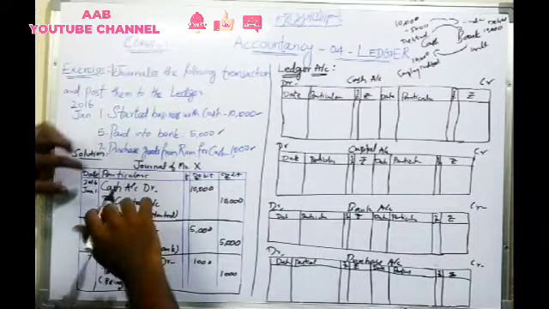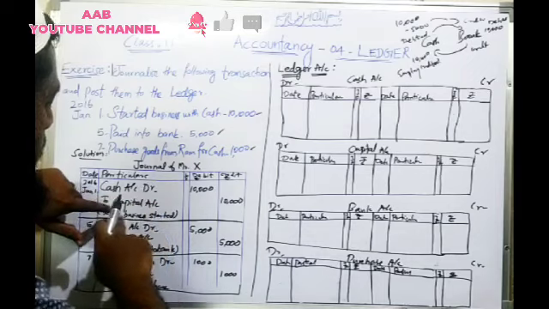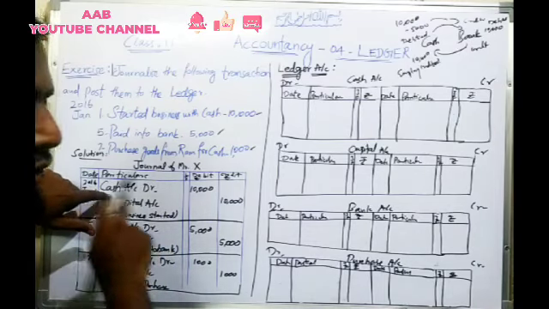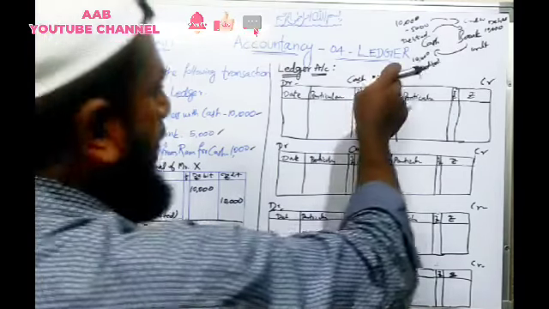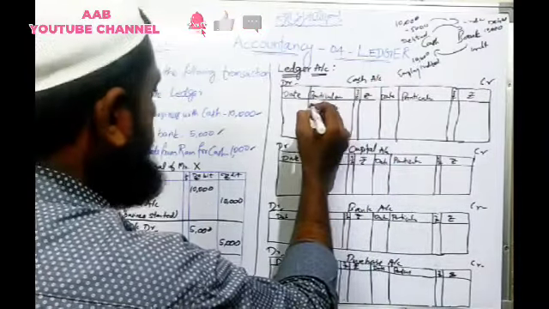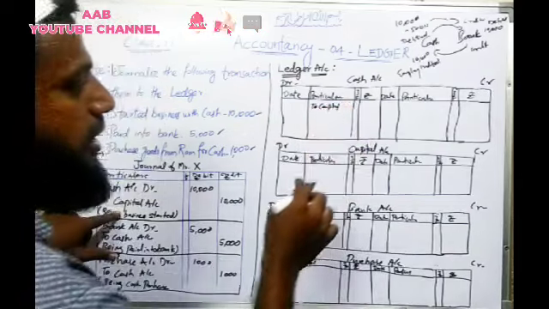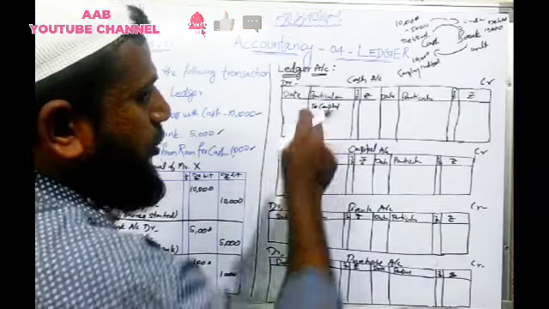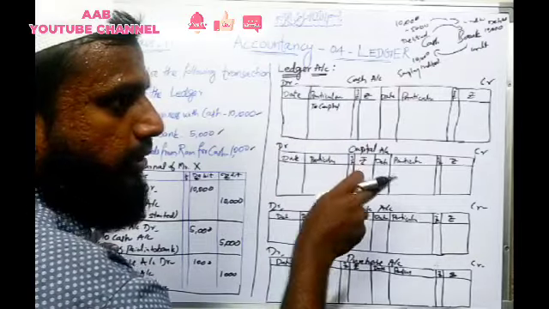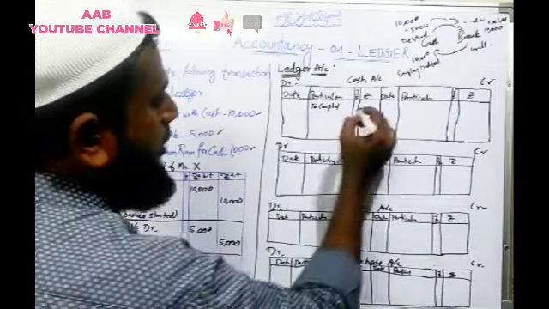Now we are going to the ledger account. Cash account to capital account. So cash account, what happens? Cash account, to capital. The purpose of cash is investment. What purpose? To capital, not from capital. So cash is invested to capital, 10,000 rupees.